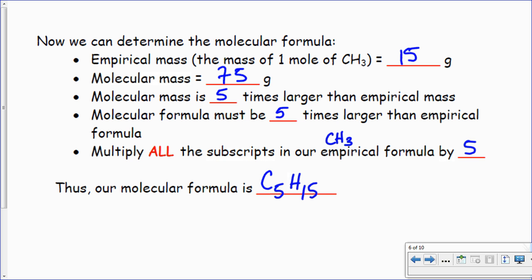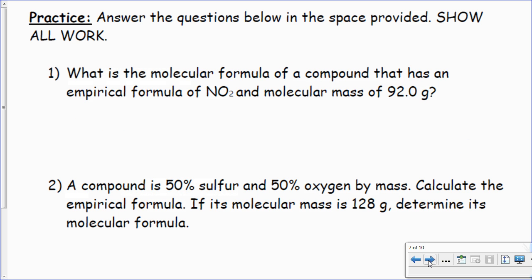That would be the molecular formula. So that was like a 4-part, 5-part, 6-part process. Very challenging, but practice makes permanent. So use this guide as we go through some of the other ones.